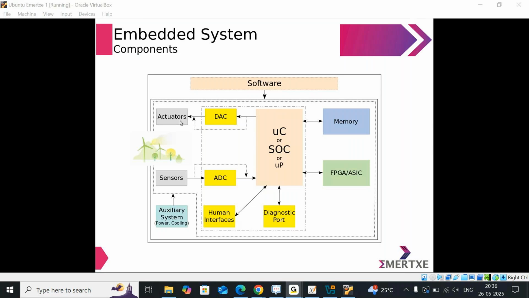Actuators are devices used to convert electrical energy to mechanical energy, for example a motor or a speaker. They will be part of an embedded system. Then human interfaces like LED or LCD or digital keypad switches or matrix keypad switches are all components of an embedded system. We will have a diagnostic port for debugging the board. Application specific ICs will be there. Yes, communication specific ICs also will be part of an embedded system, generally mentioned as ASIC, application specific IC.